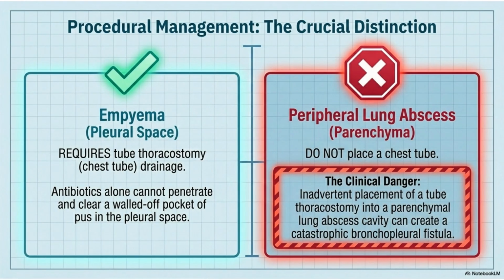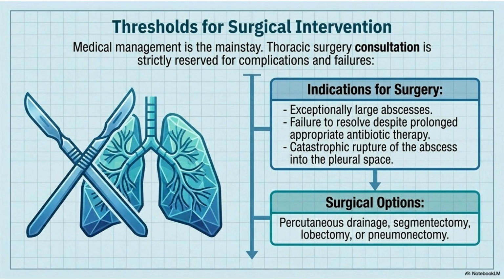Procedural management requires a crucial distinction. Empyema, located in the pleural space, requires tube thoracostomy drainage. However, a peripheral lung abscess, located in the parenchyma, should not have a chest tube placed, as this risks a catastrophic bronchopleural fistula. Medical management is the mainstay.